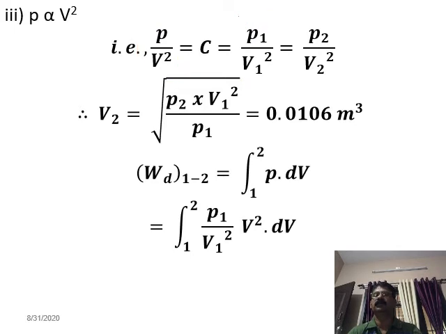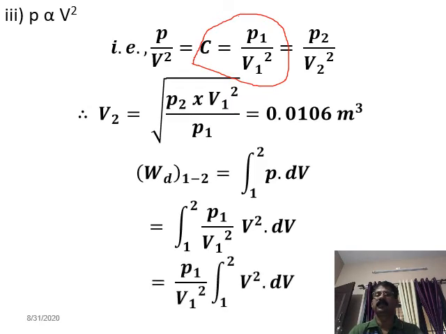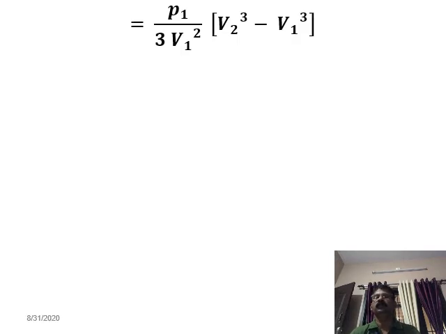Now here P1 by V1 square is equal to constant. You can see here, P1 by V1 square is equal to constant. So you have to integrate only V square with respect to dV from 1 to 2. That means P1 by V1 square you can write outside, and it is integration from 1 to 2 V square dV, and further continuing with the integration. So what is integration of V square with respect to dV? That is V cube by 3.